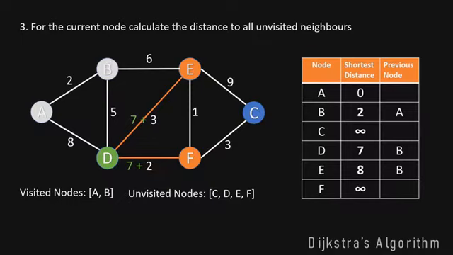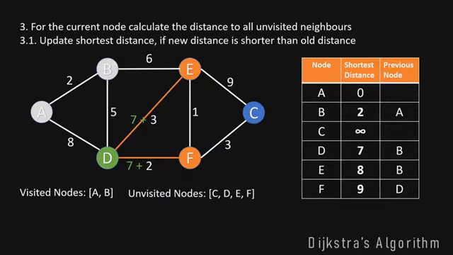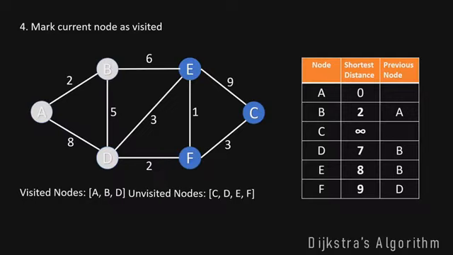The distance from A to E over D is 10, 7 plus 3. But 10 is not less than our current distance 8 that we have stored in our table, so we won't update our distance to E. When we look at the node F, on the other hand, the current distance we have in our table is infinity, but now we get a distance of 9 from A to F over the node D. So we update our shortest distance in the row F, set it to 9, and set the previous node to D. We can now mark D as visited, and we can go on with the next node in the unvisited node lists with the current minimal distance.